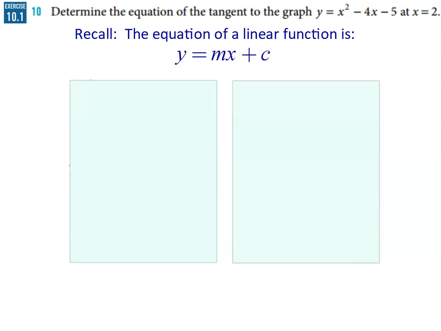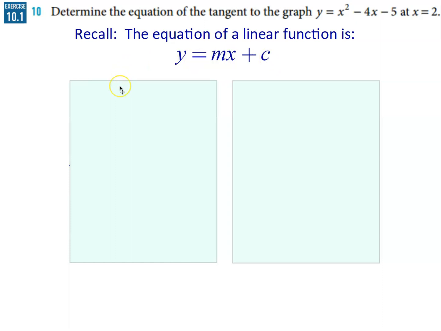So let's do a question where we're trying to find the equation of a tangent line to a particular function at a given x value. Determine the equation of the tangent to the graph y equals x squared minus 4x minus 5 when x equals 2. At some stage late in this question, we're going to use the fact that the equation of a linear function is y equals mx plus c.